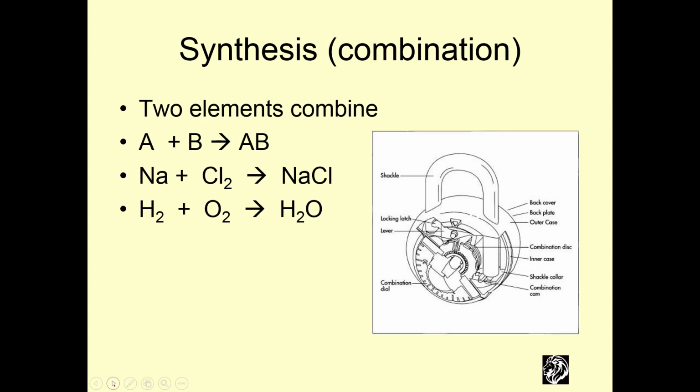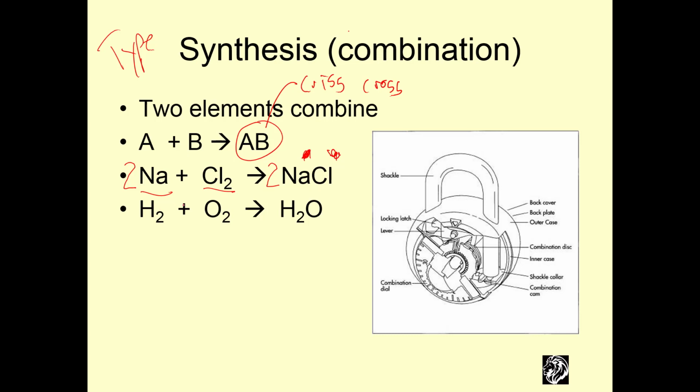Synthesis is our first type of reaction. Two elements combine. If I have A plus B, it's going to make AB. I'm going to tell you though, you're going to have to crisscross. Na plus Cl2 makes NaCl. But the two? Remember, sodium from the periodic table is +1 and chloride is -1. That's why it's NaCl. If I put a 2 here, that gives me 2 chlorines, and if I put a 2 here, that gives me 2 sodiums. See how balancing actually makes some sense now?